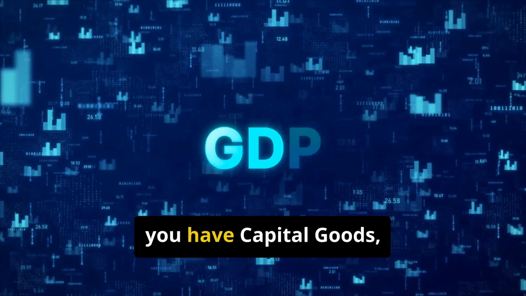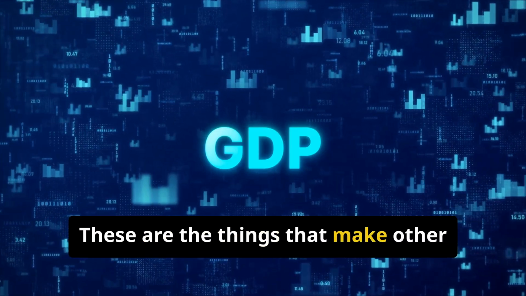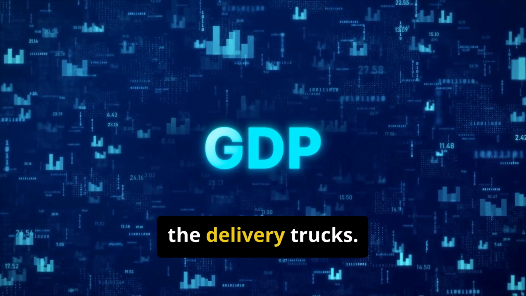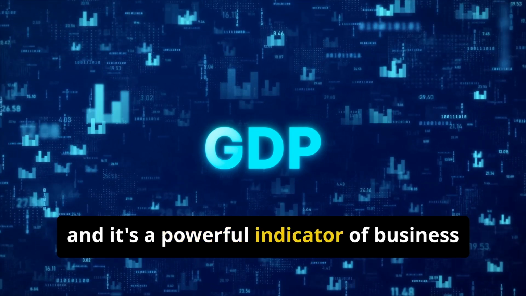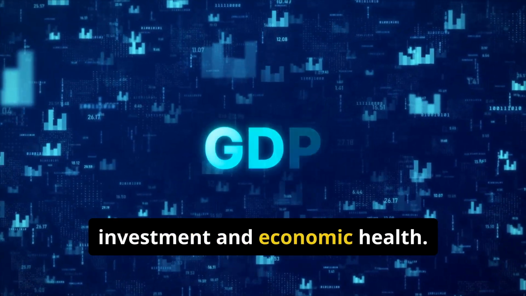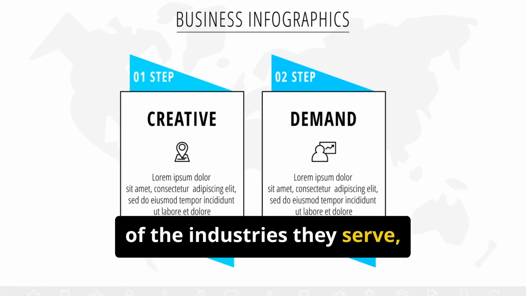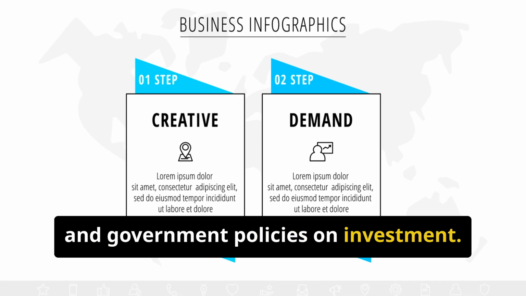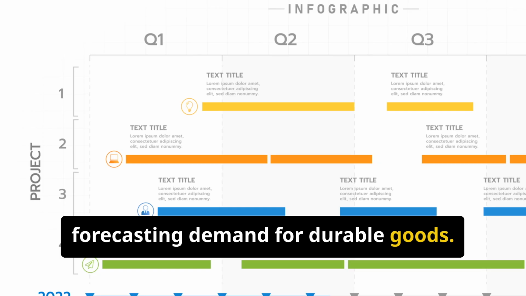And third, you have capital goods, or producers' goods. These are the things that make other things: the factory machinery, the software, the delivery trucks. Their demand is derived, and it's a powerful indicator of business investment and economic health. Their demand is determined by the health of the industries they serve, interest rates for financing, and government policies on investment.